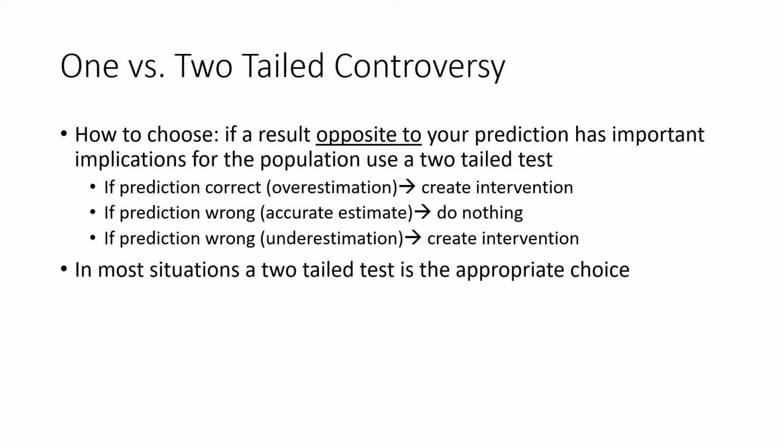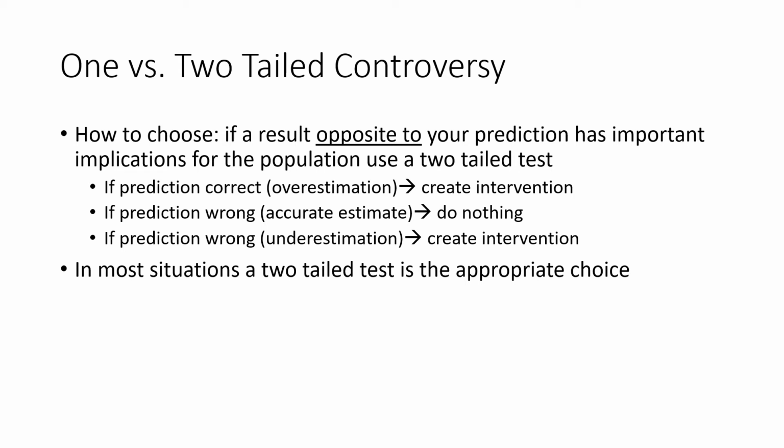If the prediction is correct and there is overestimation, what are you going to do? Well, you're probably going to write up the results and explain to people that there is this overestimation, and then possibly create an intervention to correct the overestimation. Maybe you create some kind of program explaining to students that there is this overestimation going on, and maybe recalibrating their expectations. So you would do something. You would report the results and then create an intervention.